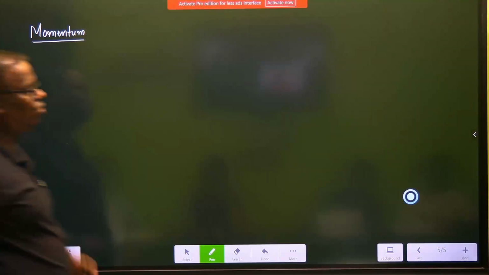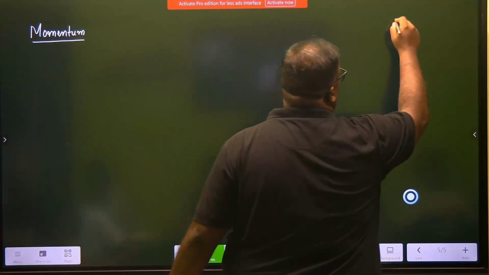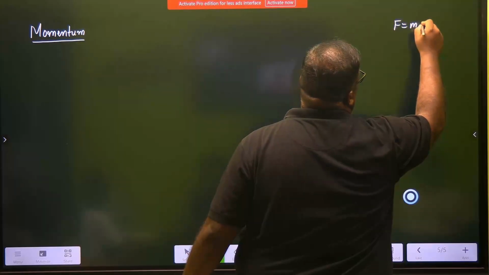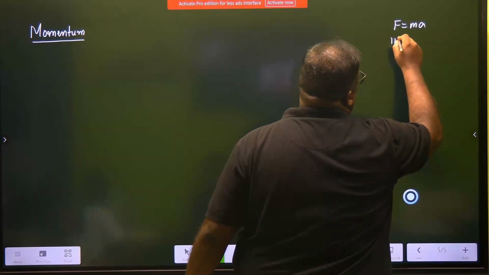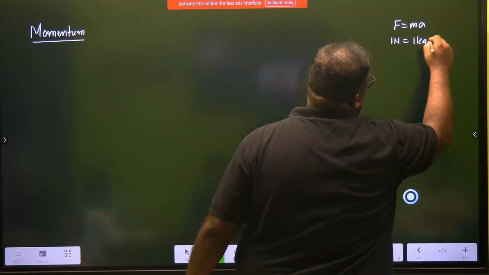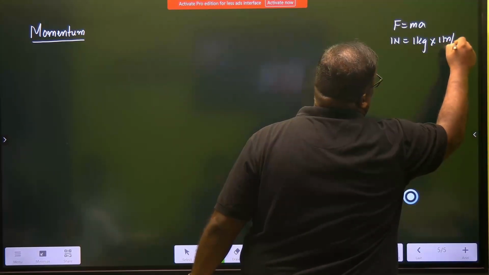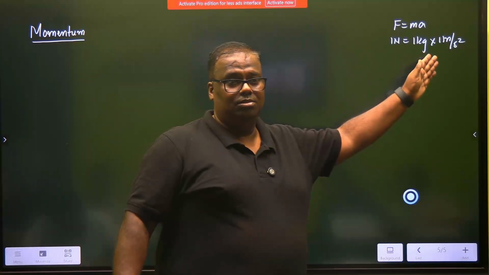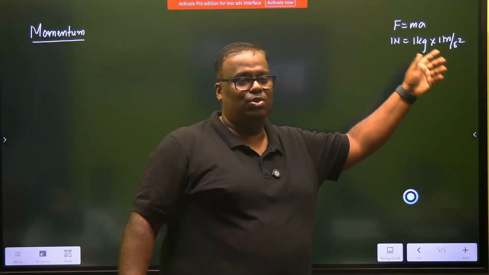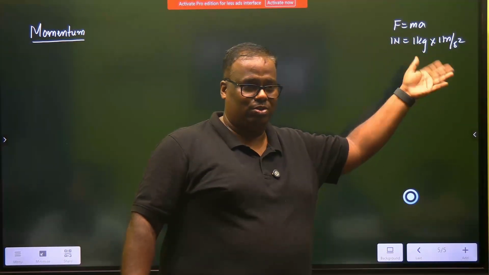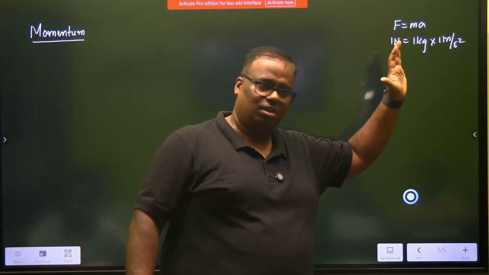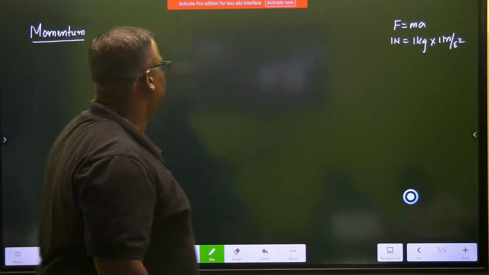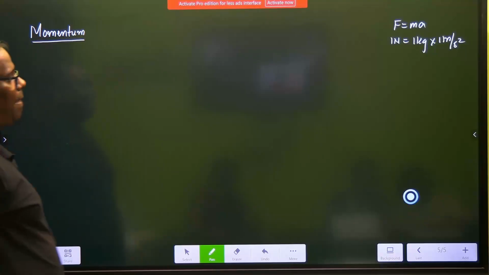So by now, what all we have learned in this chapter, the first formula we have got is force is mass into acceleration. 1 Newton is when 1 kg is accelerated with 1 meter per second square. And the previous formulas, V equal to U plus AT, S equal to UT plus half AT square, V square equal to U square plus 2AS still hold. Clear? Okay, fine. Now, momentum.